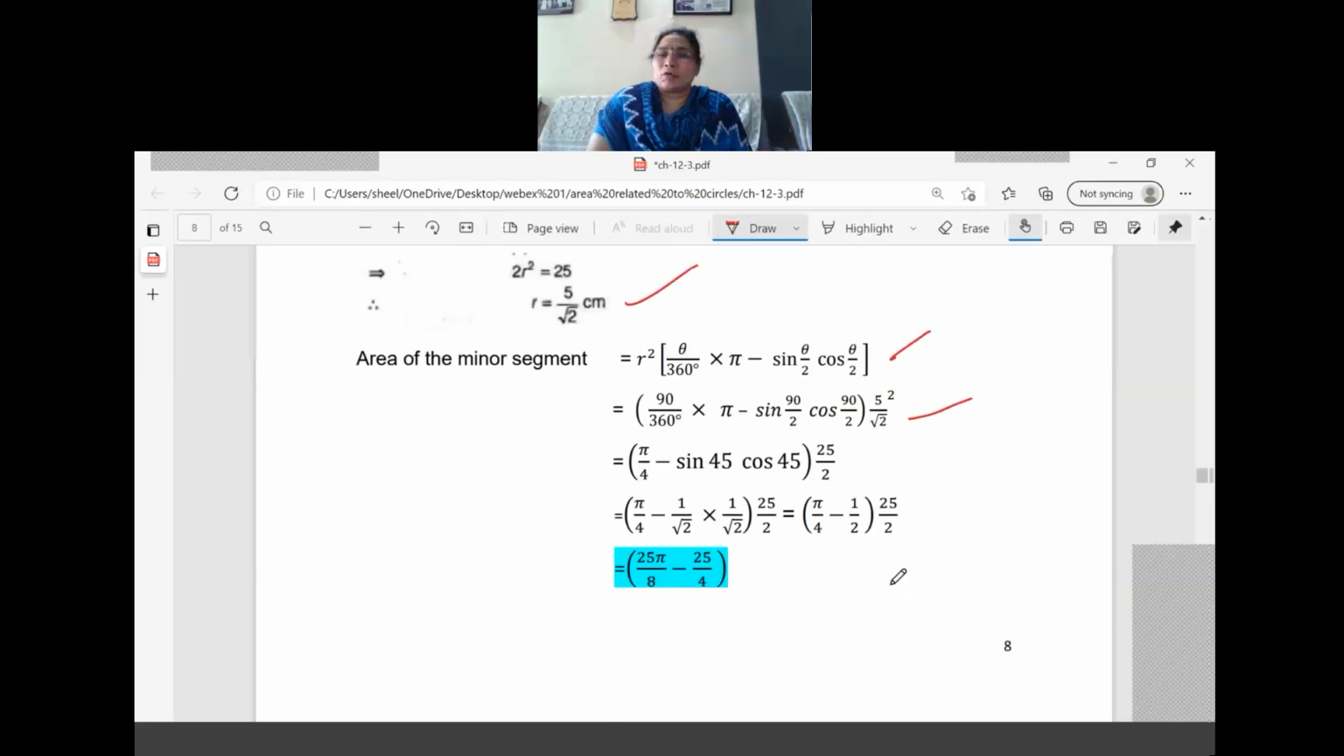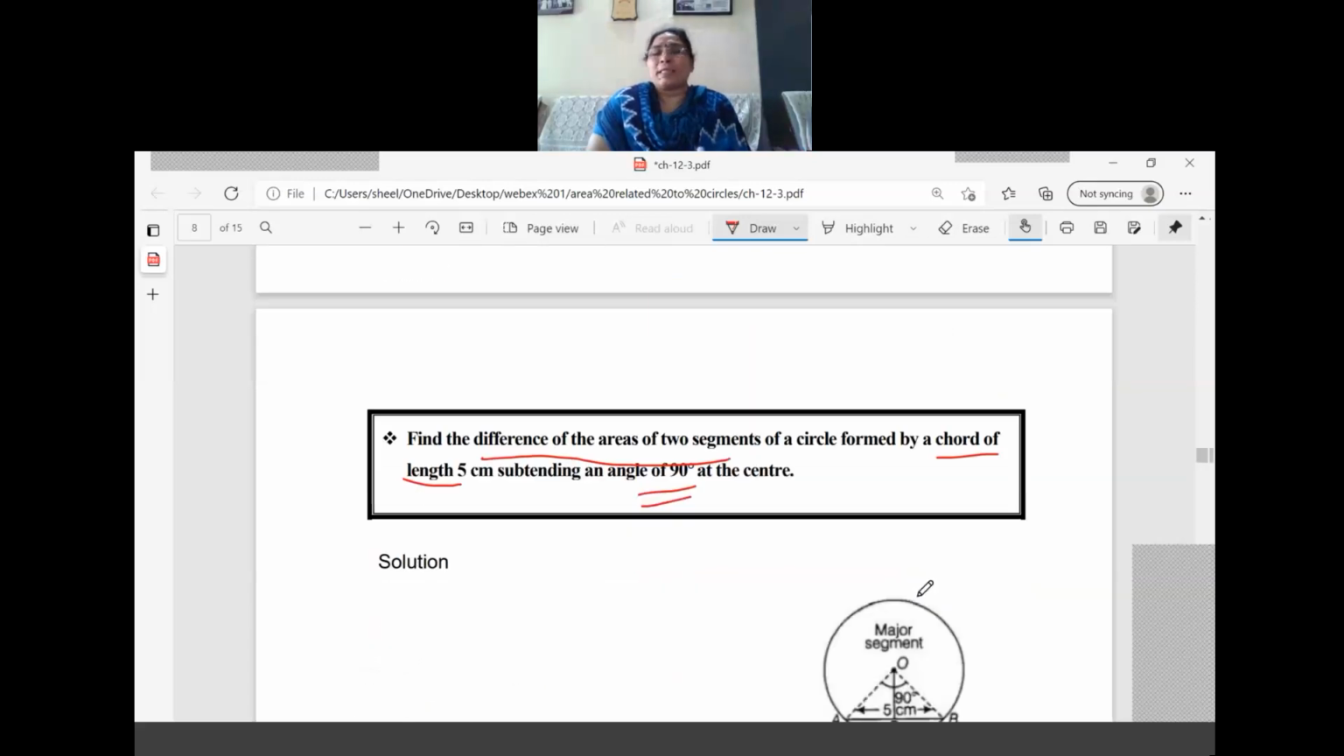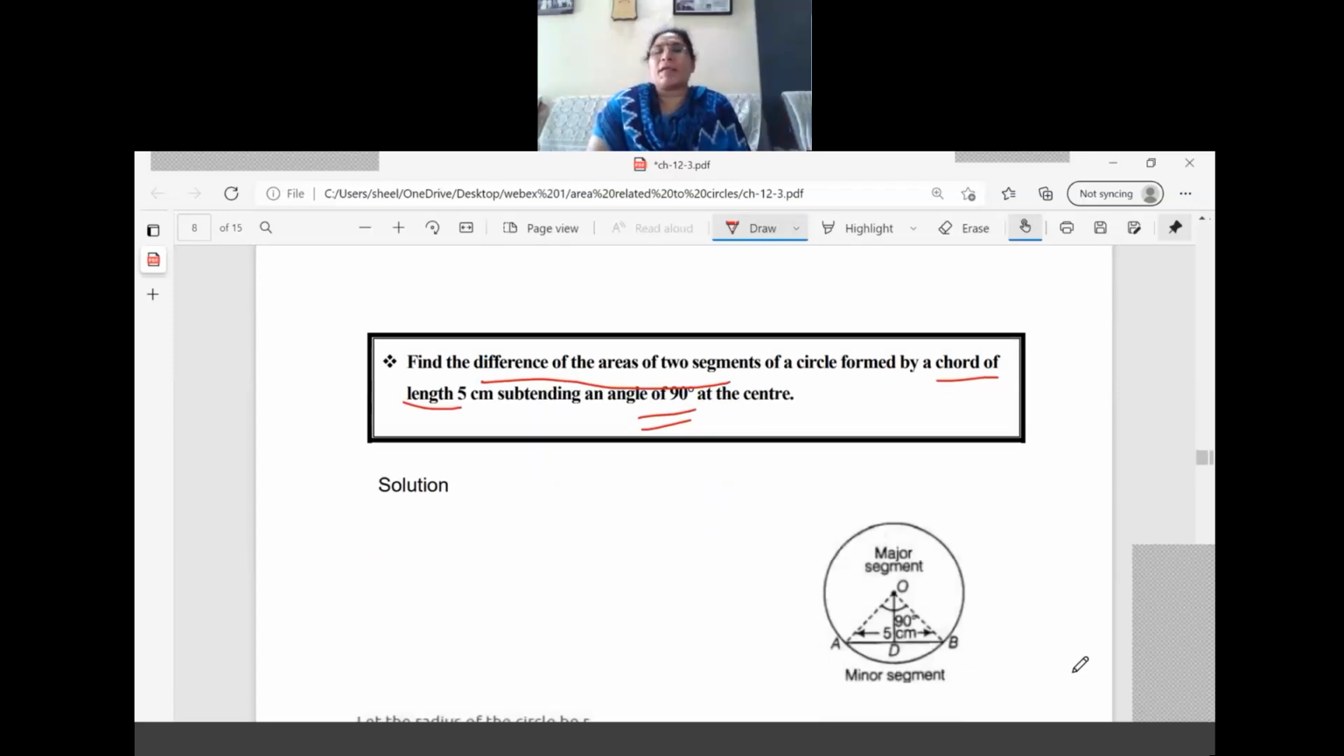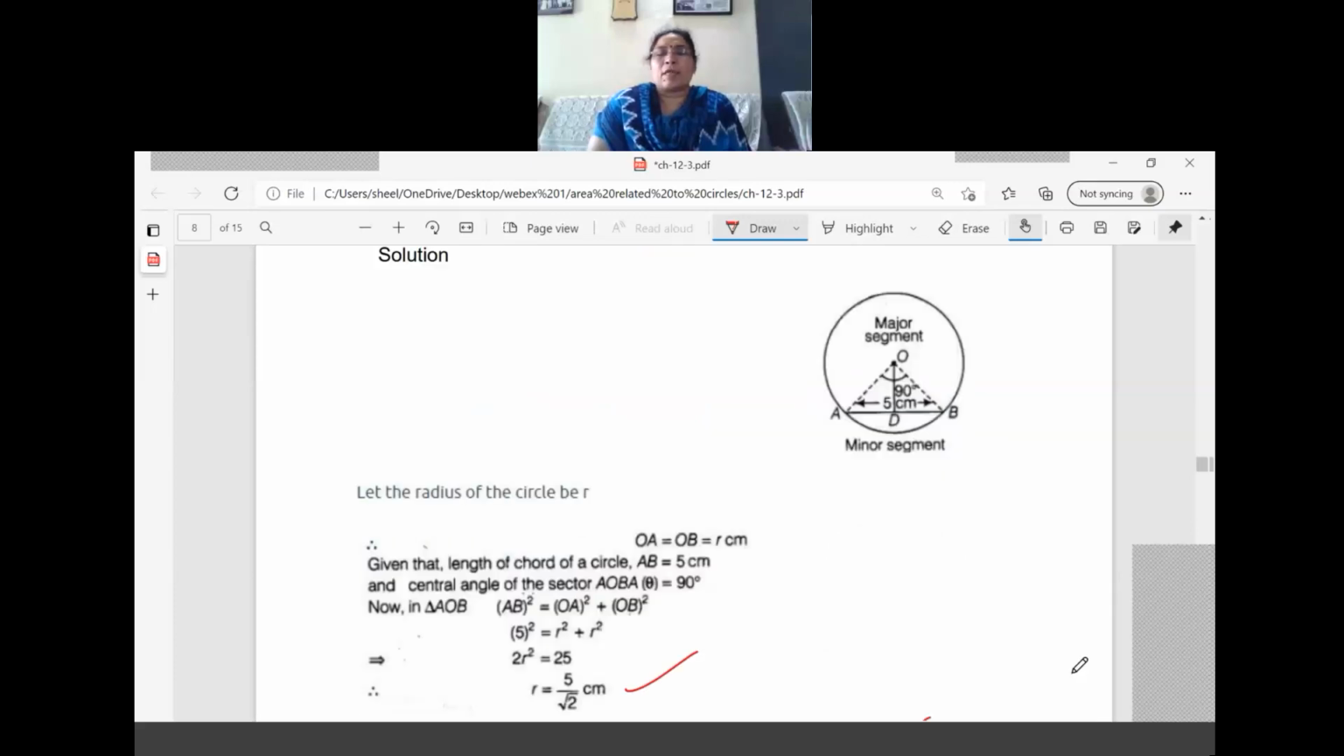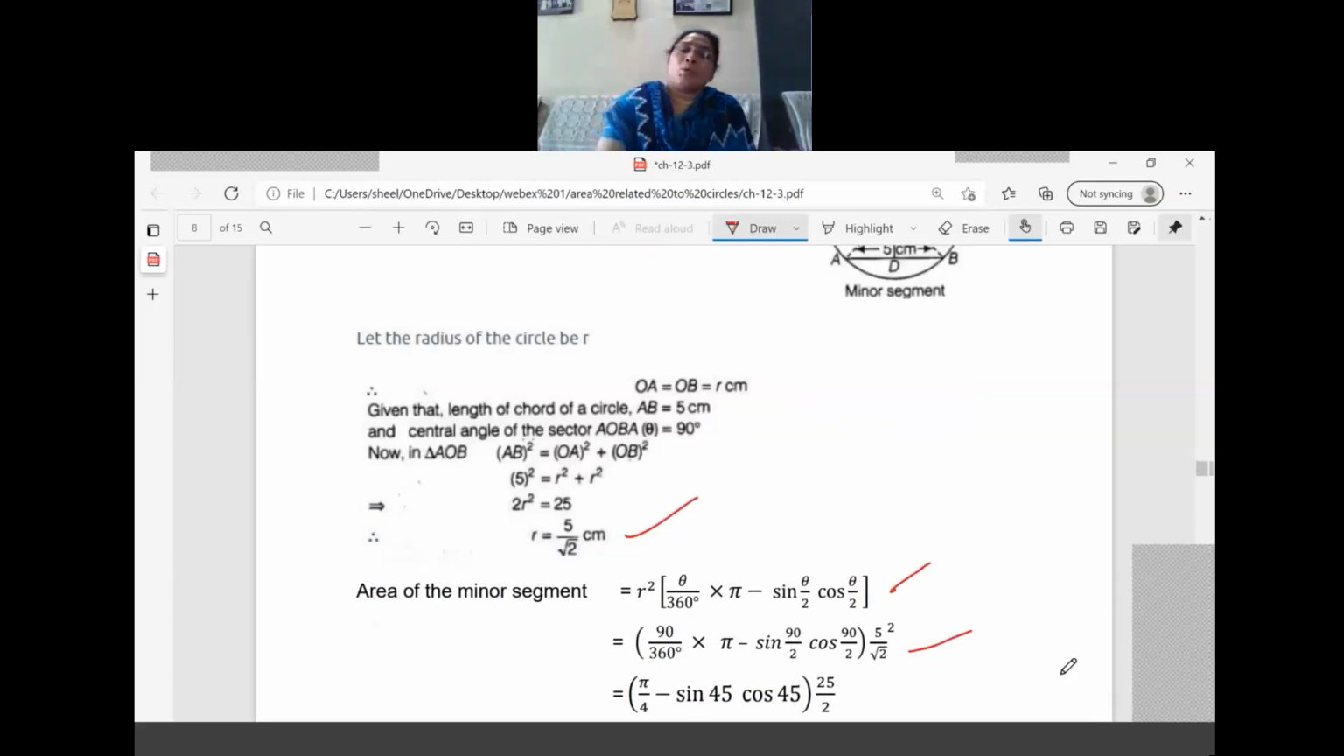So once again, I'll go through the question from the beginning. Find the difference of the areas of the two segments of the circle formed by chord length 5 and angle 90. So we have not been given the radius here. Chord length 5 is given and the central angle theta is given. By using this, we can calculate R. R equal to 5 by root 2.